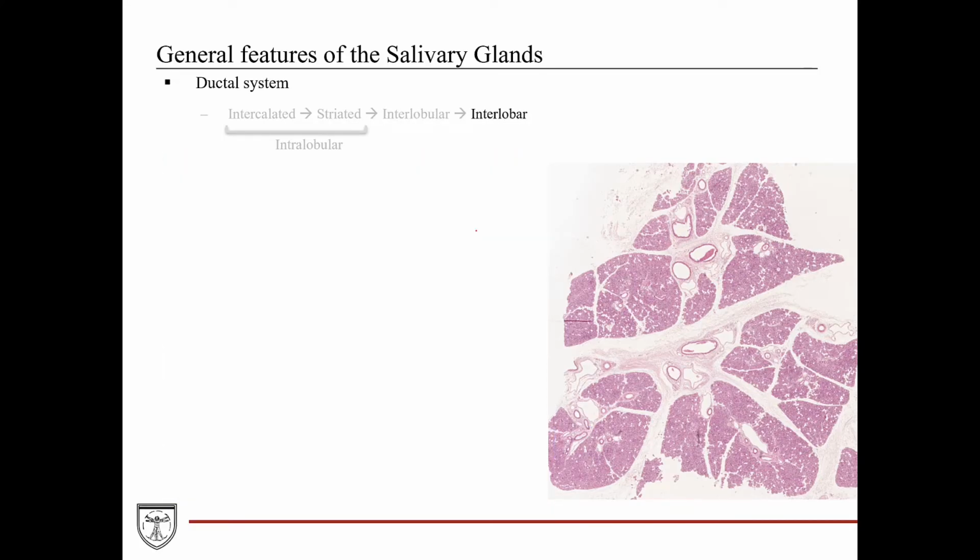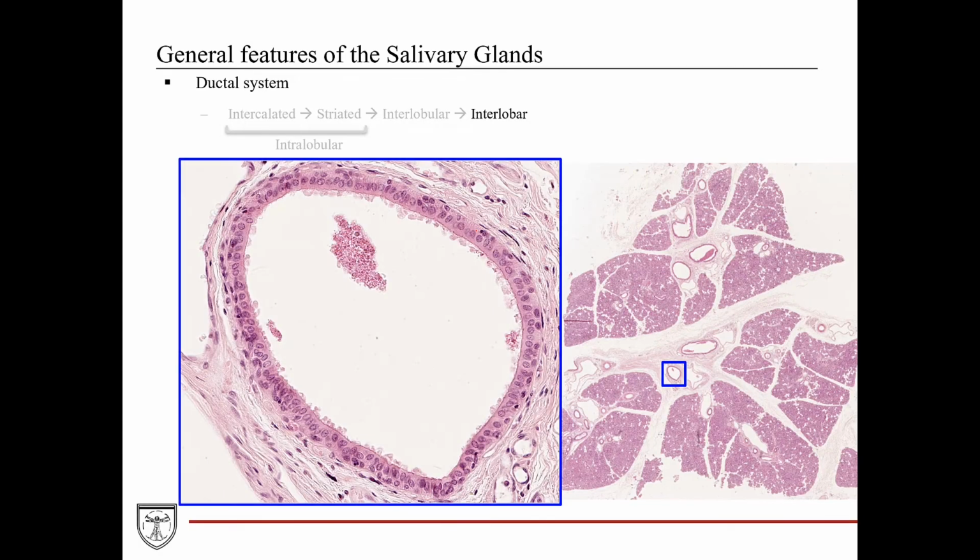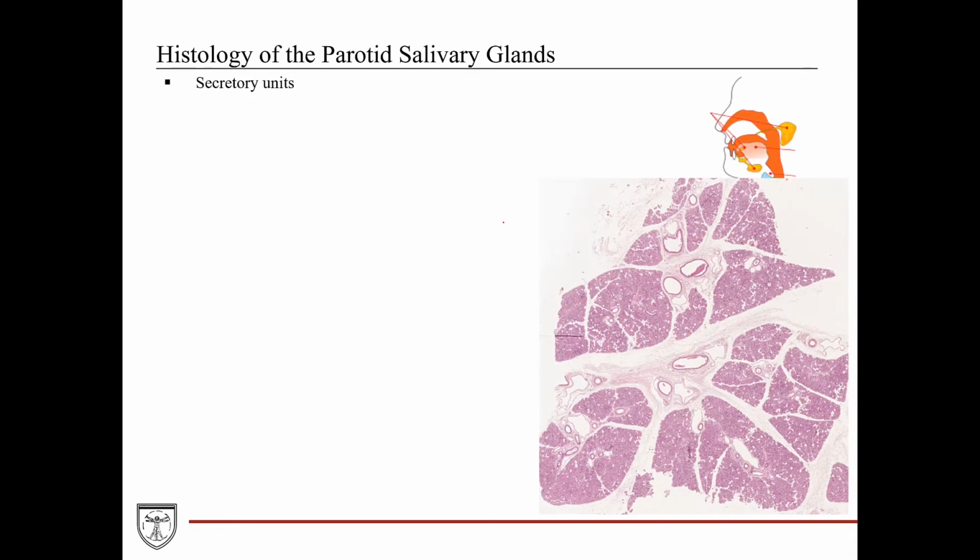Now looking at the interlobar duct, which is physically positioned in between the lobes, at a higher magnification. The size of the lumen is much larger. It is surrounded by much more connective tissue components, and the lining epithelium of such a large duct is the stratified columnar epithelium. So keeping these general features of the salivary glands and their ductal systems, let's move on to the individual salivary gland pairs.